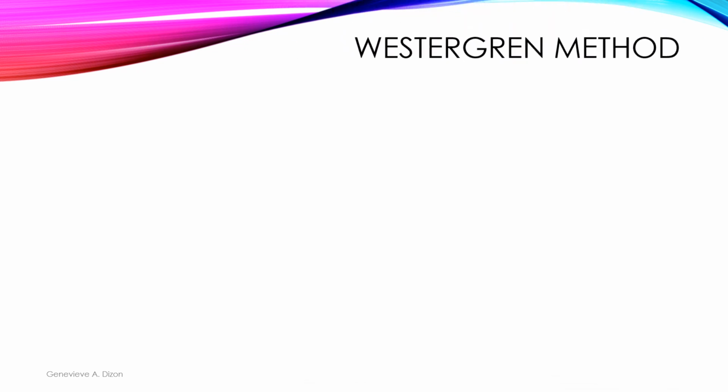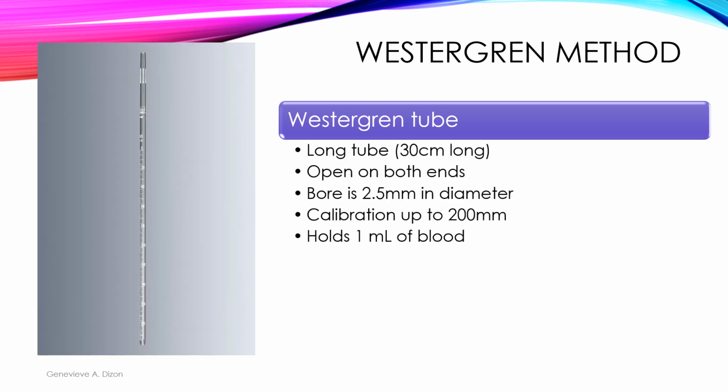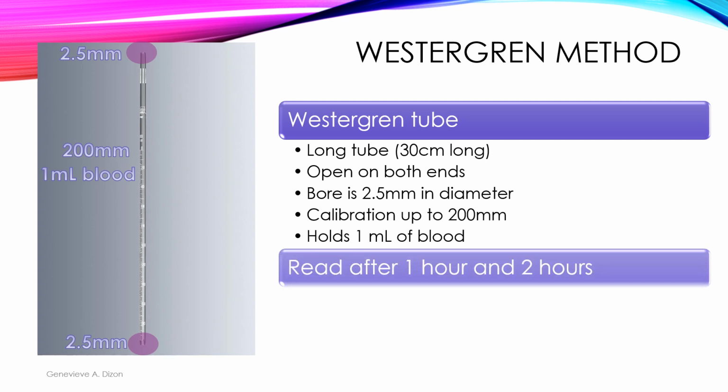The first method to be discussed is the Westergren method. The Westergren method uses a Westergren tube, which is a long tube measuring 30 centimeters long. This tube is open in both ends, with bore sizes of 2.5 millimeters in diameter. The calibration of this tube is up to 200 millimeters, and it can hold up to 1 ml of blood.